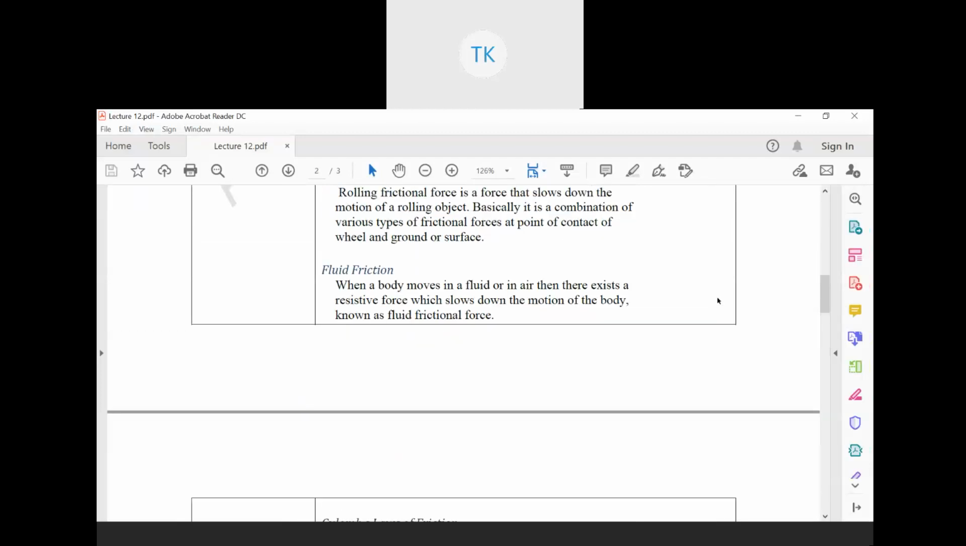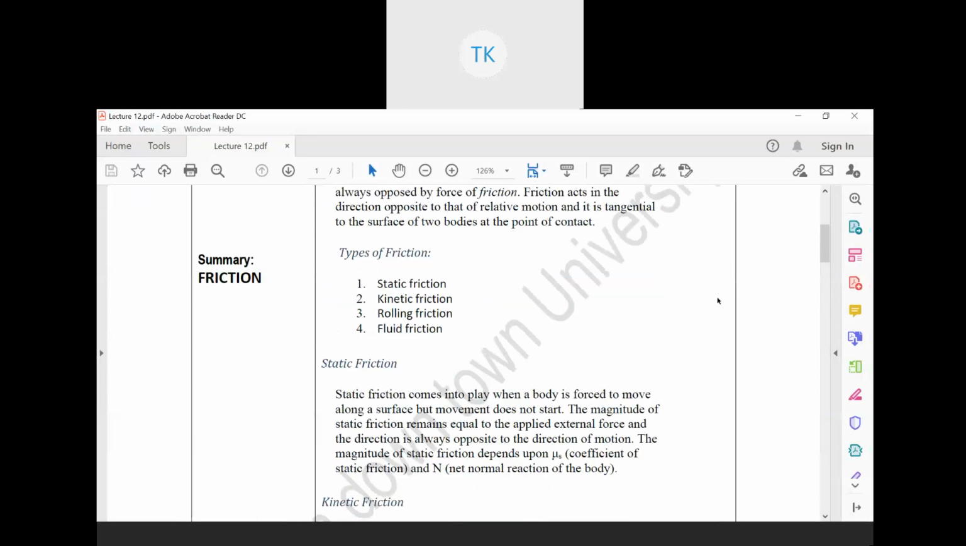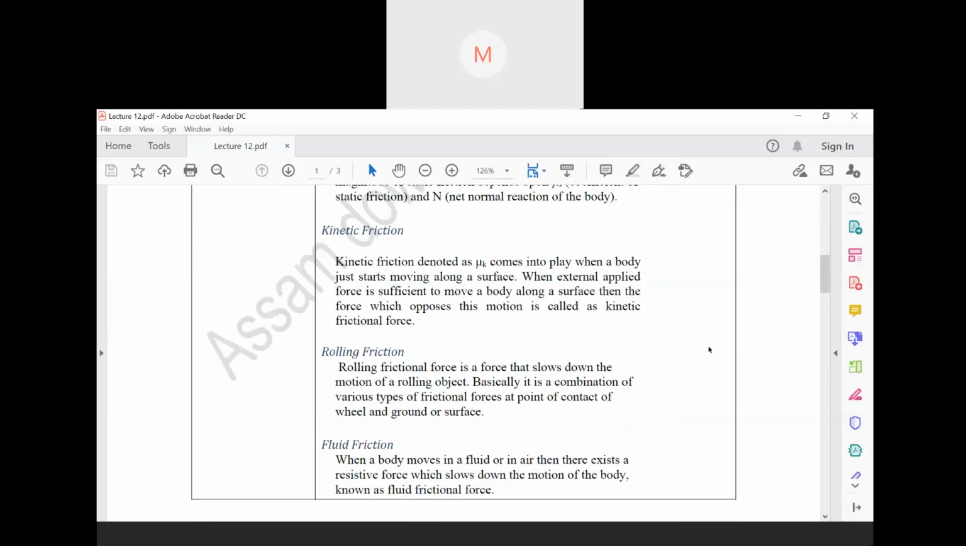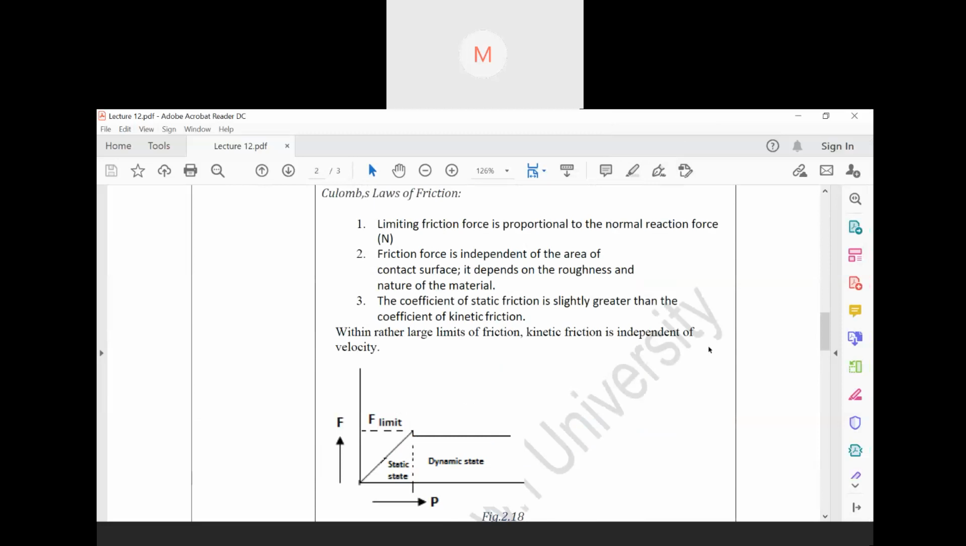So in the last class yesterday, we discussed regarding what? We discussed static friction, kinetic friction, rolling friction, fluid friction. Right? Yes or no? We discussed those topics, no? So what we will do today is discuss the next topic. The next topic is what? Coulomb's laws of friction.